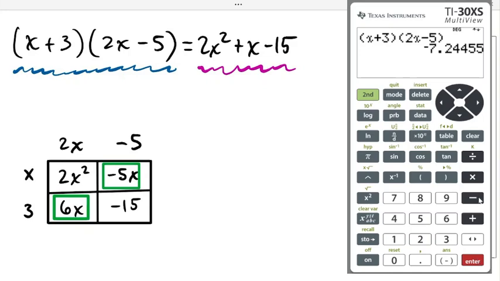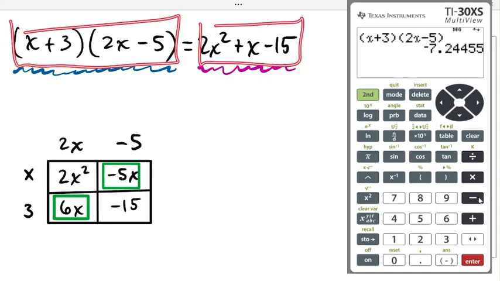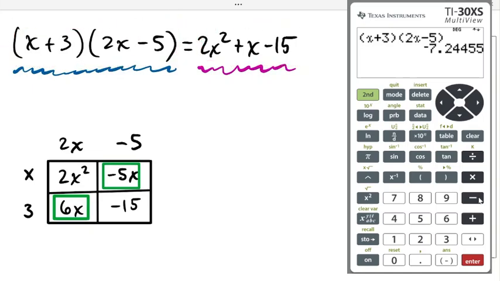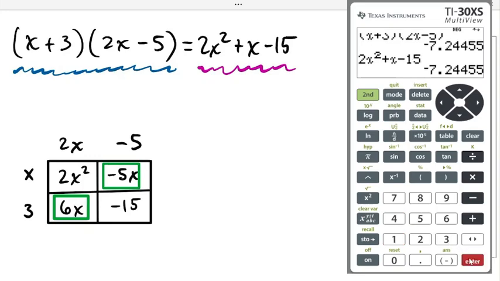Now, that should be exactly the same as, and that's our claim, this thing. And if this doesn't produce the same negative 7.24455, they're not equal, and I've made an error somehow in my multiplication. But let's go ahead and evaluate it. So it should be the same as 2x to the second power, and then plus a single x, and then minus the number 15. And you can see as soon as I press enter, they're exactly the same.